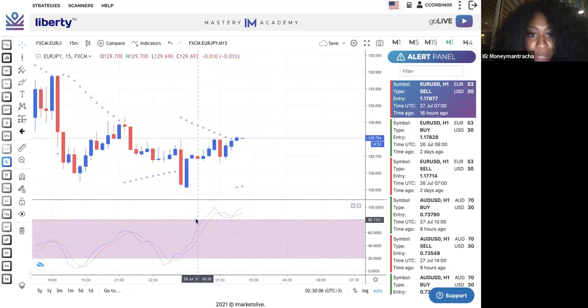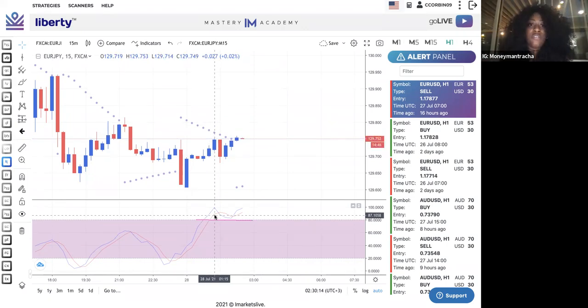Now, what you're going to notice is that once price breaks this line, right? This line right here, once price actually breaks that line, it's telling you that there are way too many buyers in the market. It's called the overbought zone, right? It's telling you that there are too many buyers in the market, and that eventually the sellers are going to come in.